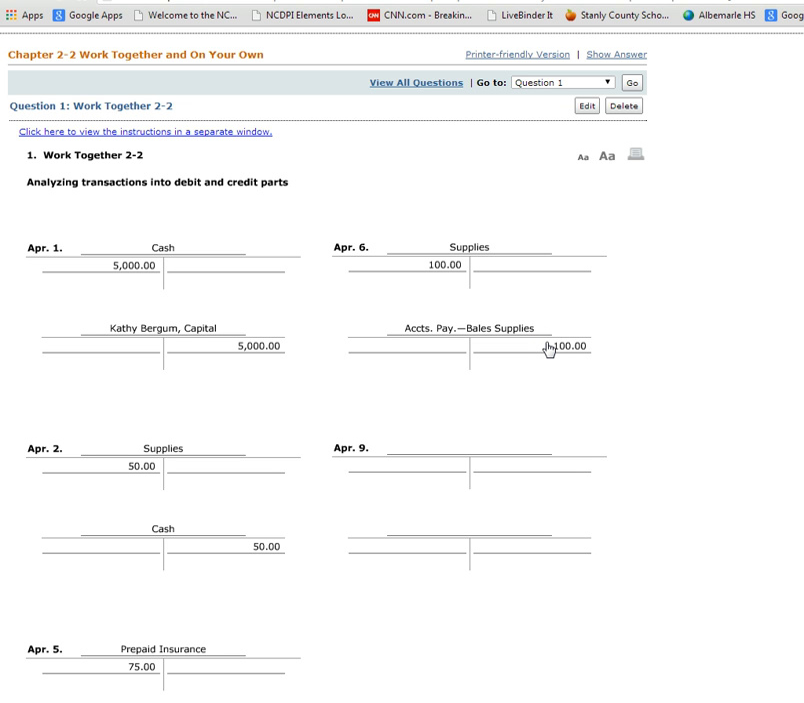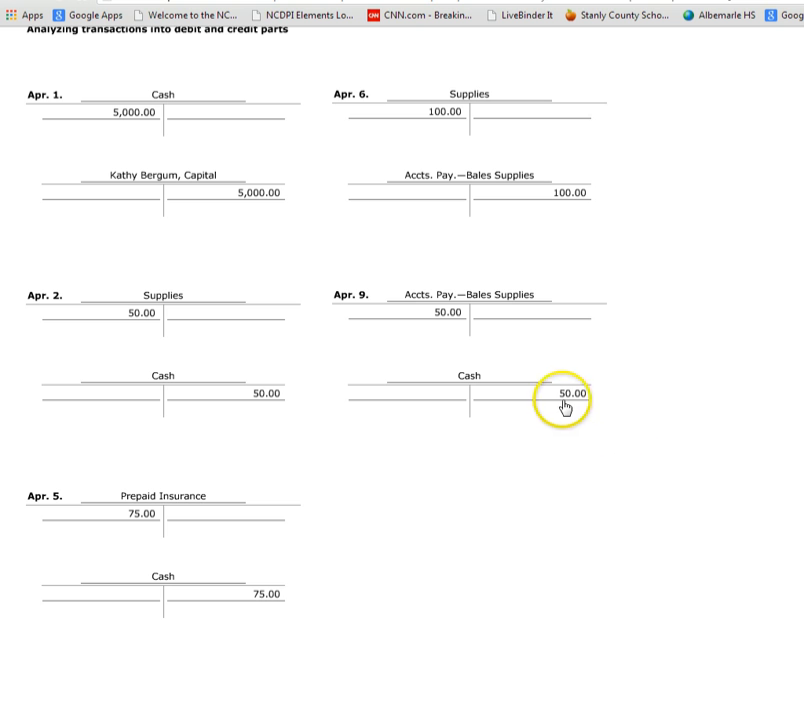Okay, on the 9th, paid cash on account to Bell Supply. So 3 days later, you paid for those supplies. Paid cash, you should know cash is going to go down. Okay, your accounts payable went down because you no longer owe as much money. Right here, you bought $100 worth of supplies, you owe $100. Now you're going to pay Bell Supply $50, so you've reduced your accounts payable $50. Cash is going to be decreased by $50. And we show that as a credit.